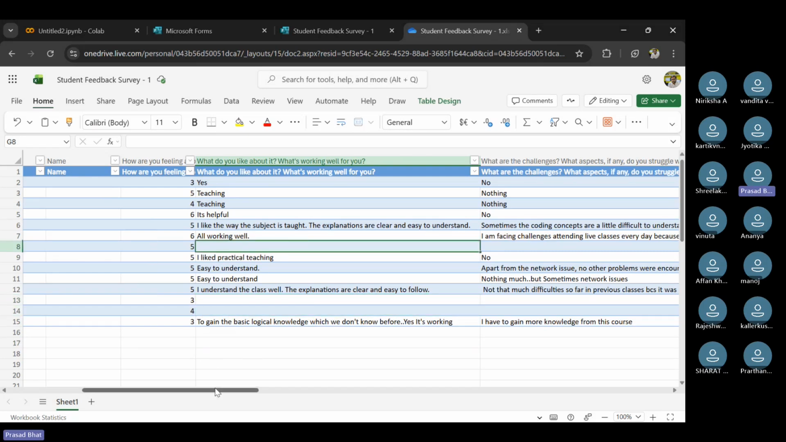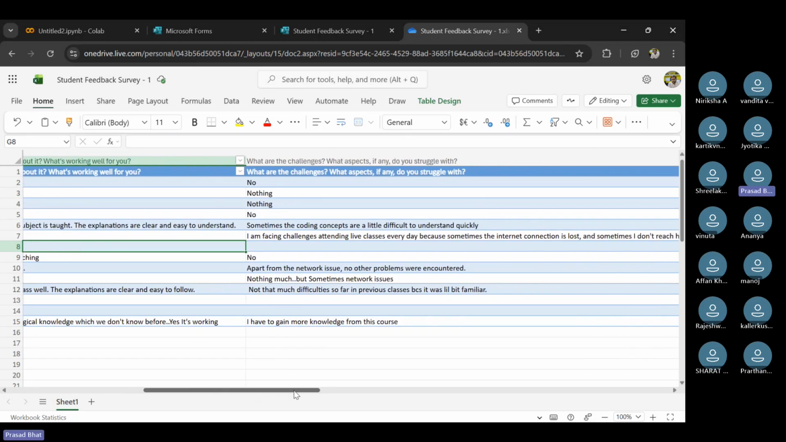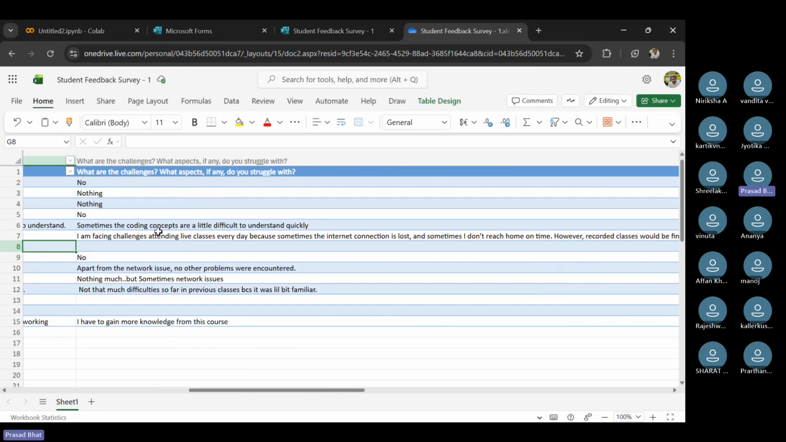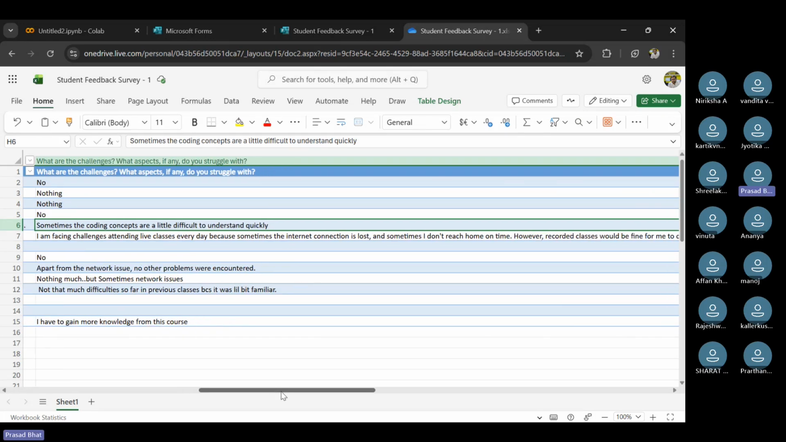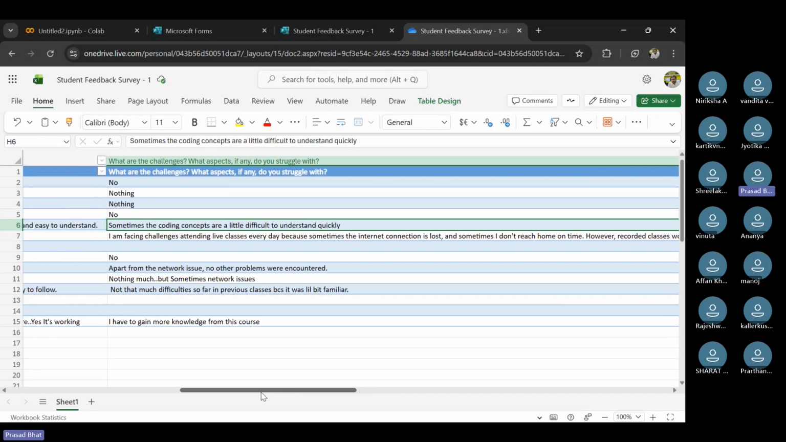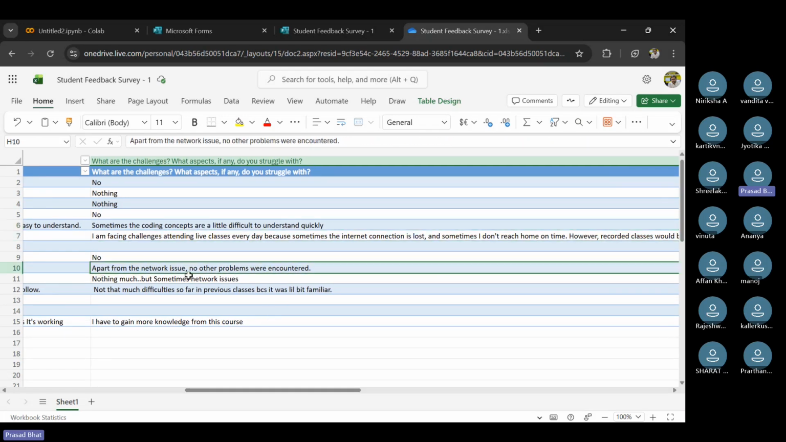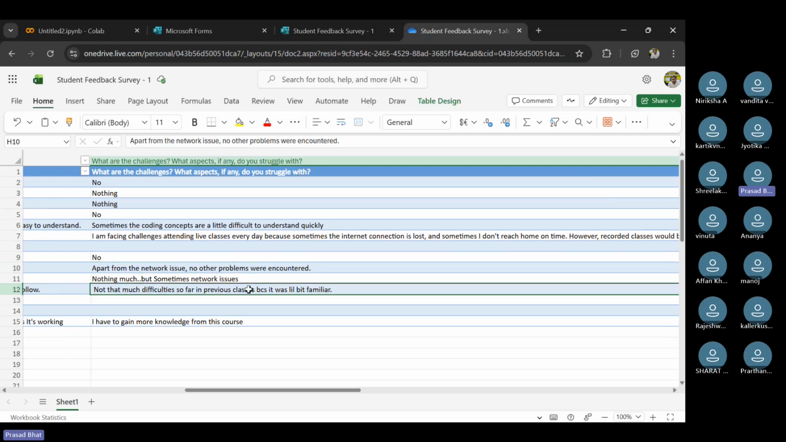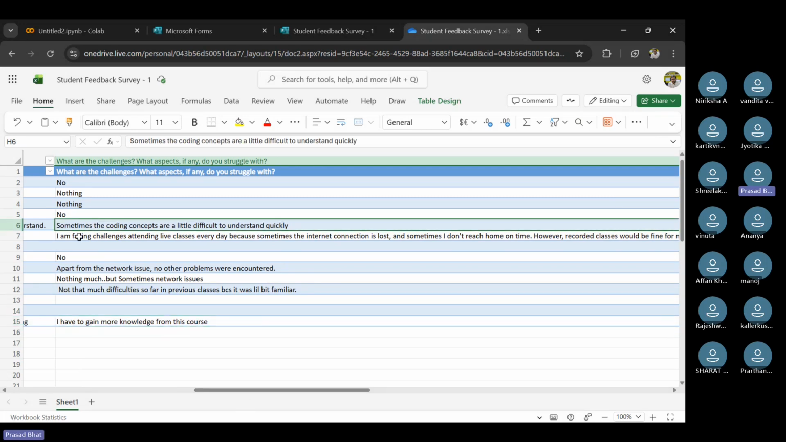Here, to understand: practical teaching, easy to understand, clear and easy to flow. Okay, cool. Challenges: sometimes the coding concepts are a little difficult to understand quickly. Class recordings, I'm already sharing, no issues in that. Apart from that, there are no other problems. No serious feedback about any problems, I can say. This I will take into consideration.